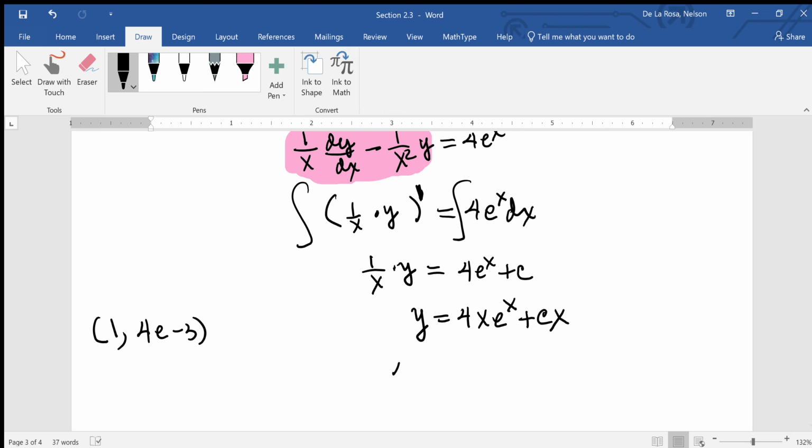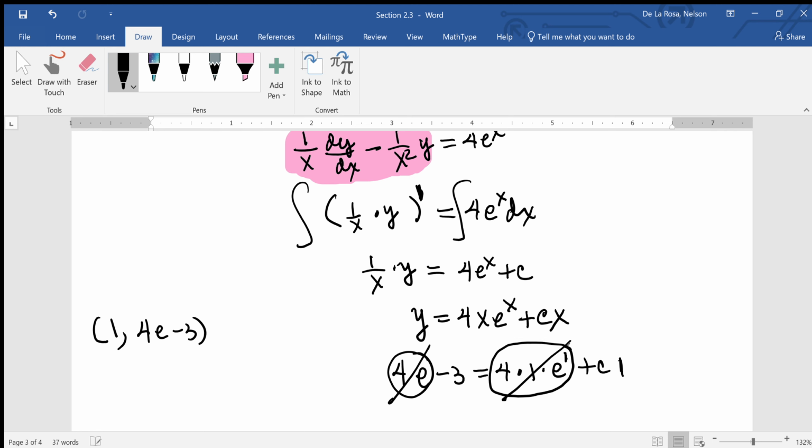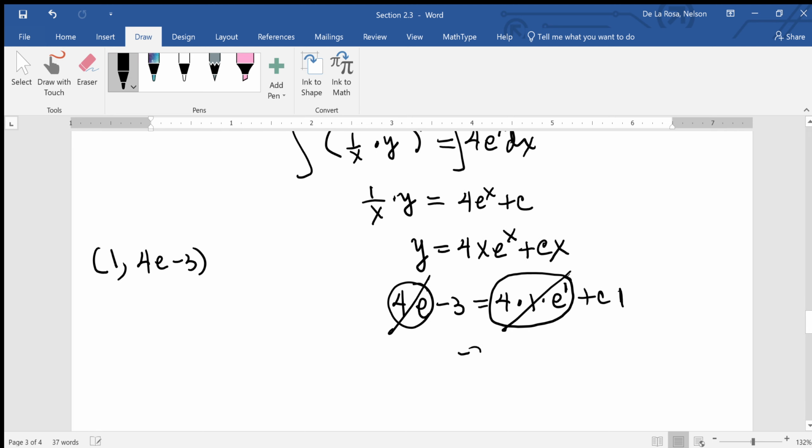So we have 4e minus 3 equals 4 times 1 times e to 1 plus c times 1. So this term will cancel this, two of the same. And then we have negative 3 equals c. So our final solution would be y equals 4x e to the x minus 3.